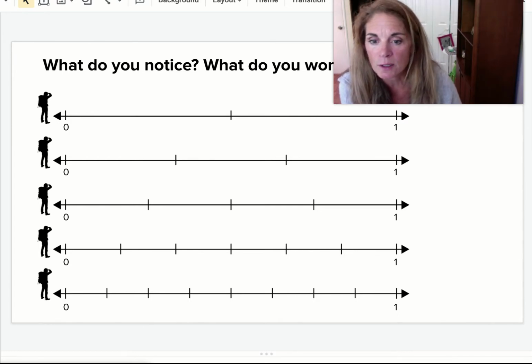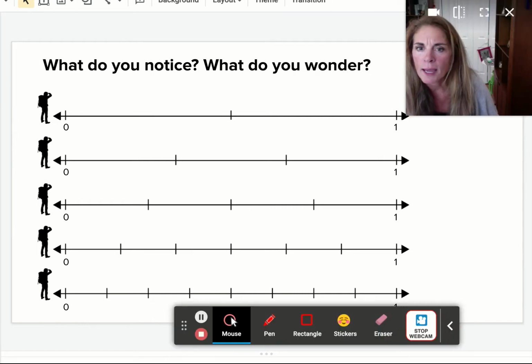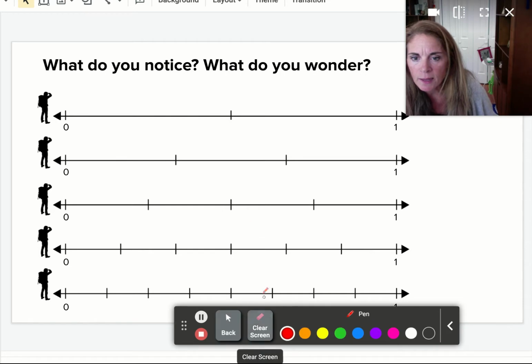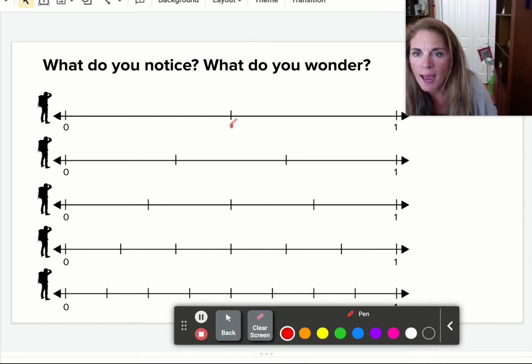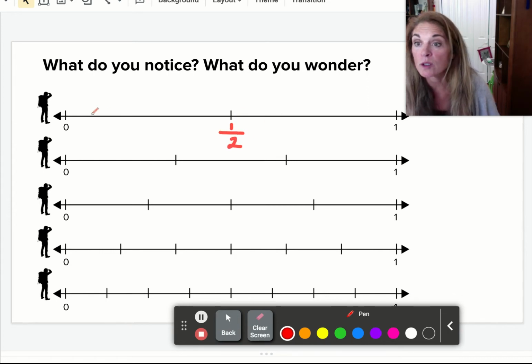Let me see if I can figure out how to do that. Hold on. Okay, I figured it out. So what I would do is I would say that this is half of this number line because there are two parts. This is one part and this whole thing here is another part. So what else do you notice?